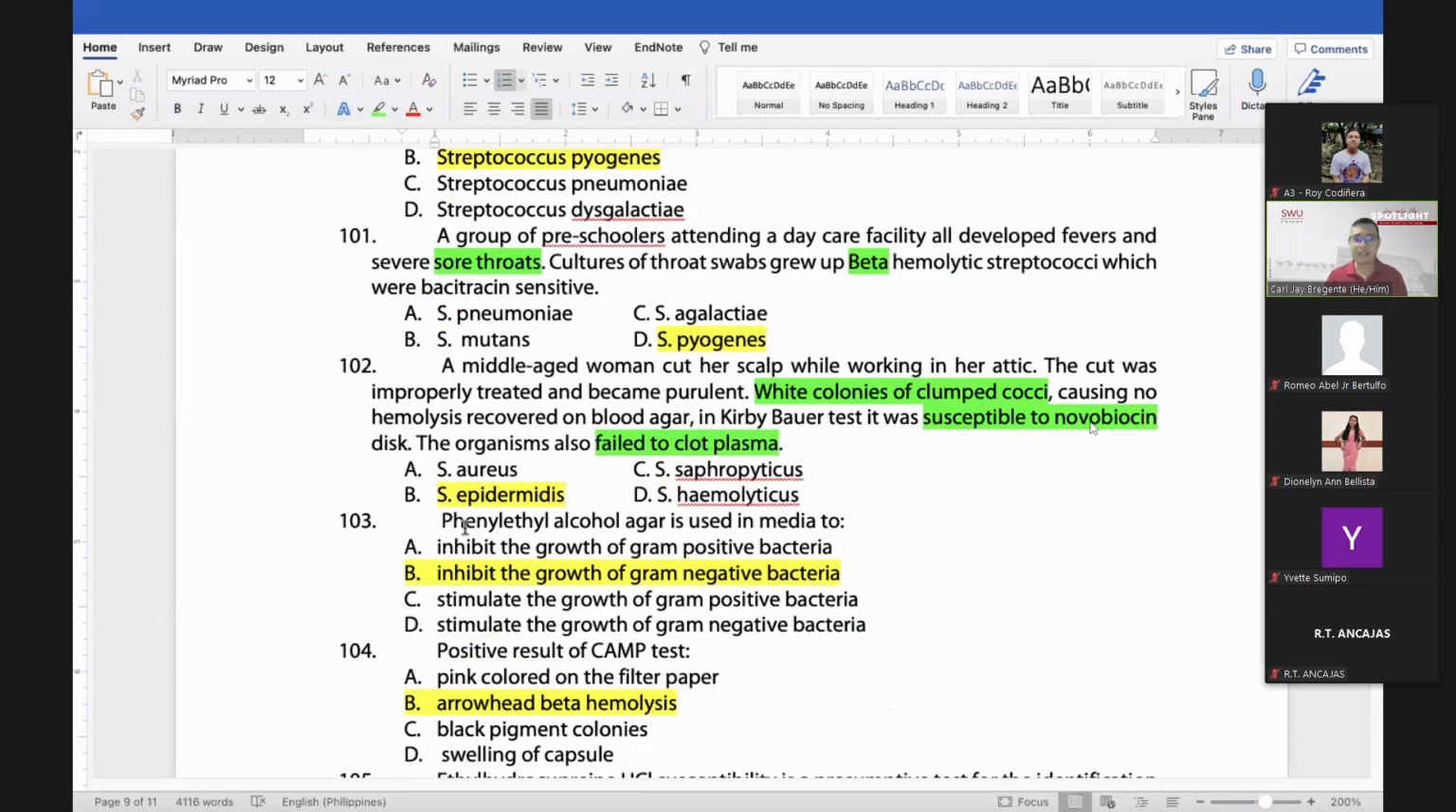103, phenylethyl alcohol agar is used in media. Your phenylethyl alcohol agar is a selective medium that will inhibit the growth of gram-negative bacteria. Because phenylethyl alcohol agar is a selective medium for gram-positive organisms. This is commonly used if we want to isolate only gram-positive organisms from a mixed culture.